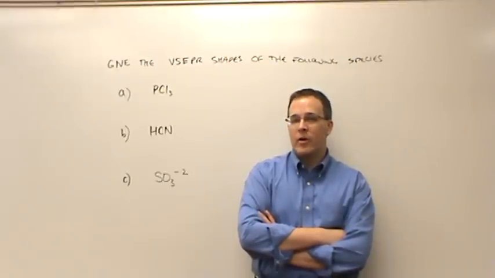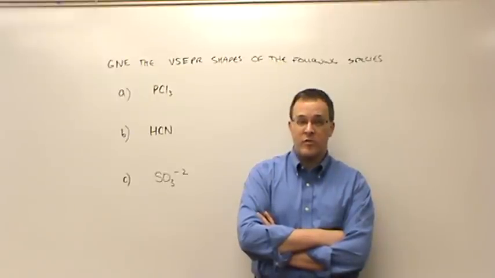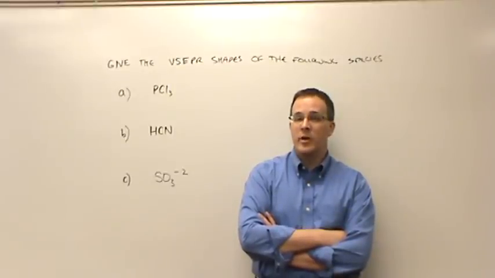We need to count the steric number, which is the number of total attachments made to the central atom, so that means it's going to be atoms and unshared pairs. And we're going to use that to get a group of possible structures, and then check to see if there are any unshared pairs. Unshared pairs change those structures a little bit.